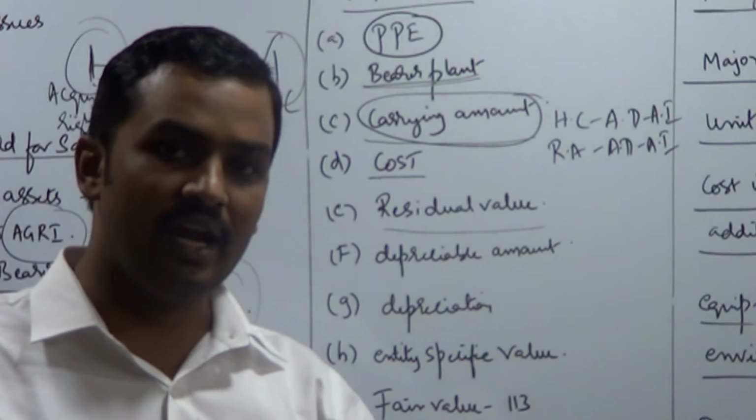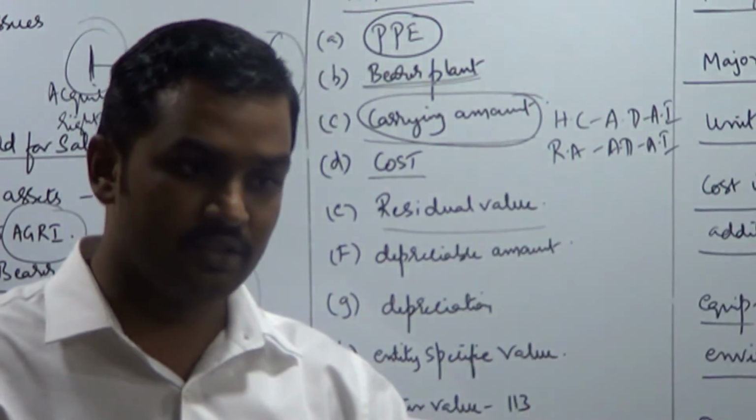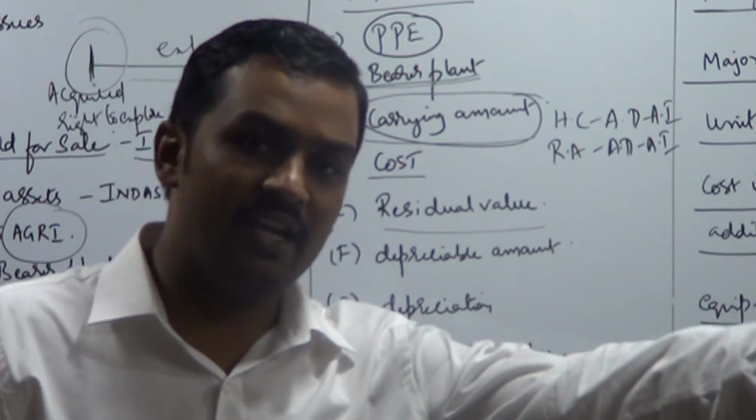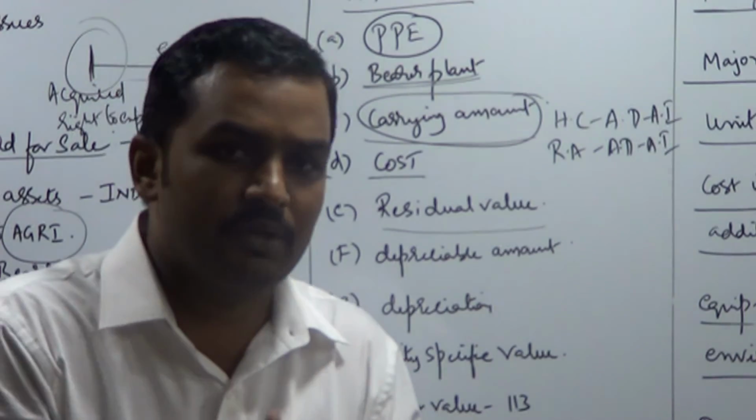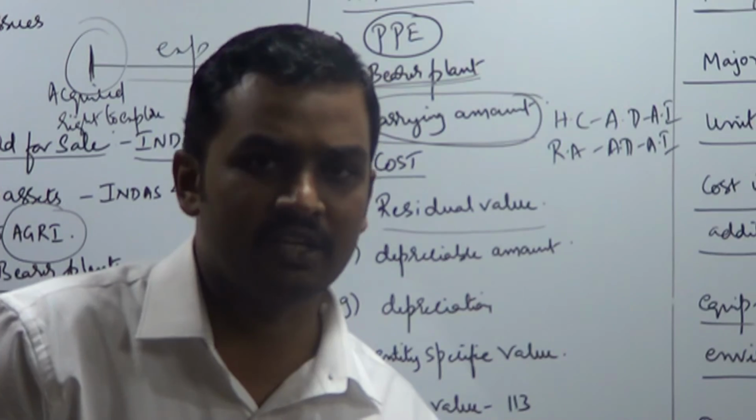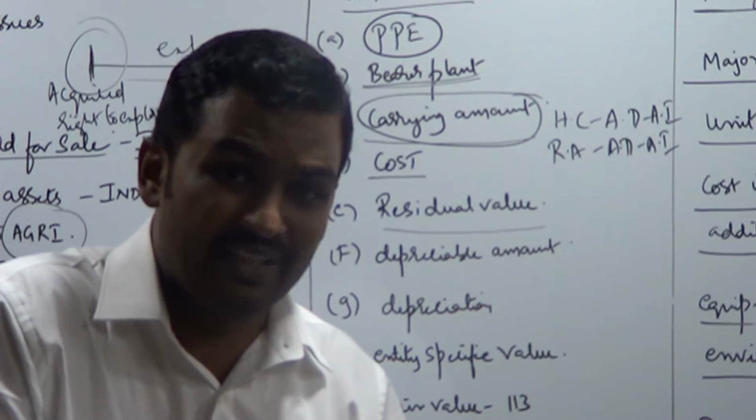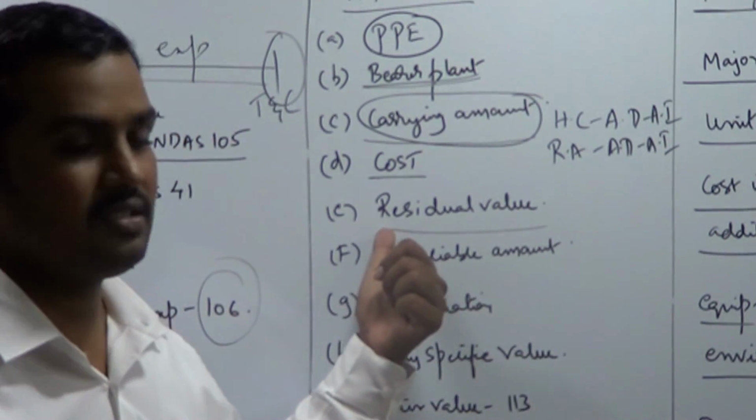So the amount which the entity expects from disposing the machine in the condition in which it would be at the end of its useful life would be considered as residual value. Suppose I have acquired a machine today. It has a life of 10 years. So I would have to estimate after 10 years what would be its condition. Suppose I have a machine today of that condition. If I sell it, what am I going to get? That is considered as residual value.